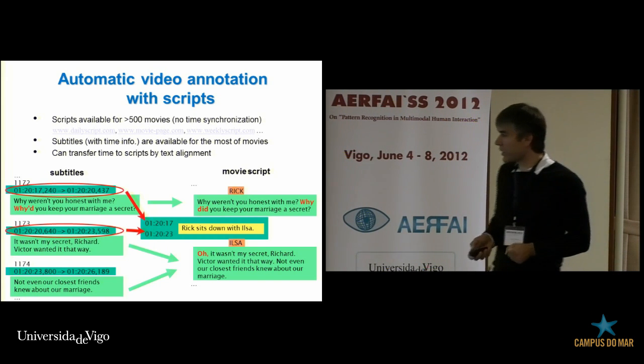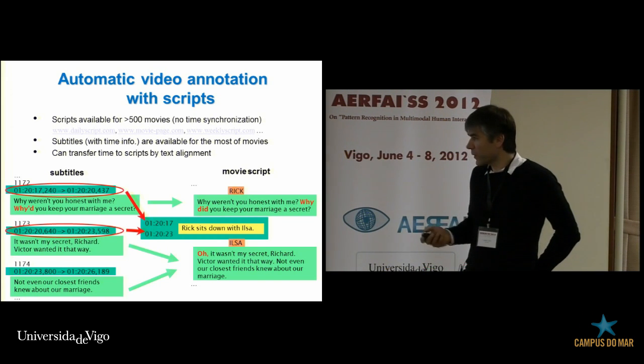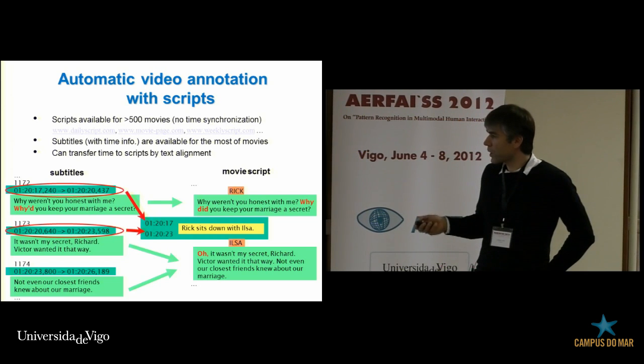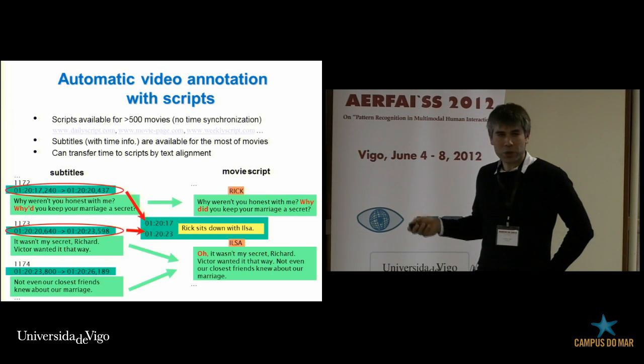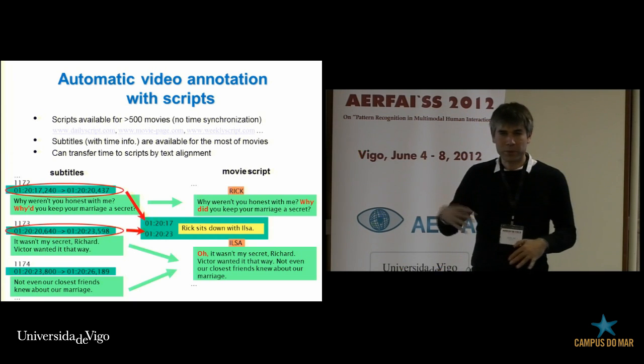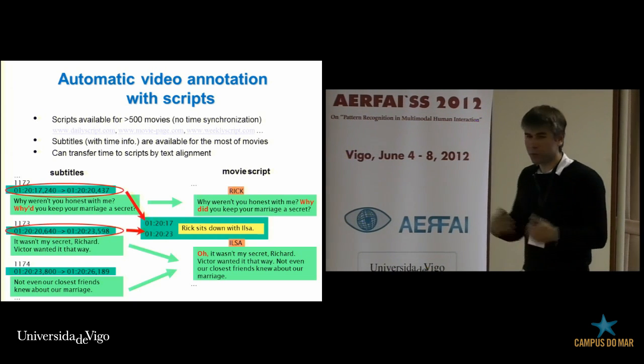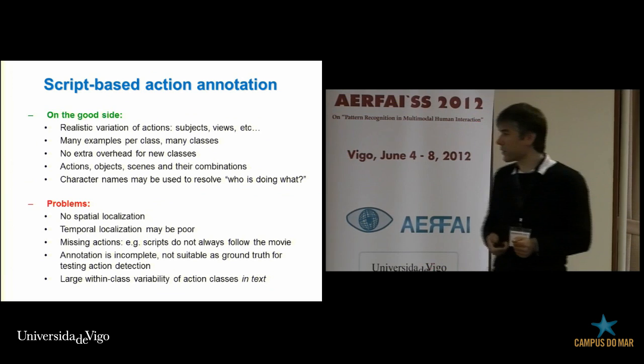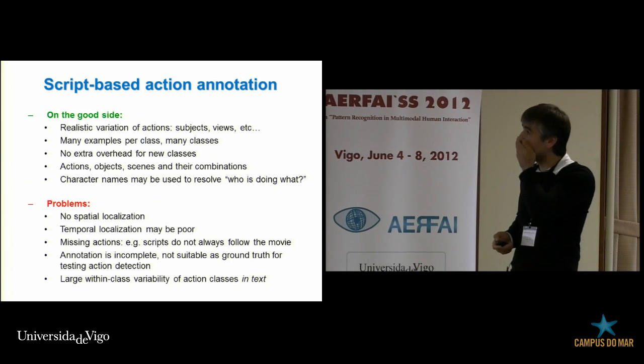So this is a trick. It works reasonably well, but it won't work very well. For example, if people don't talk for a long while, then maybe lots of events happen, so we will have very large uncertainty in the estimation. Okay, so script-based action annotation.